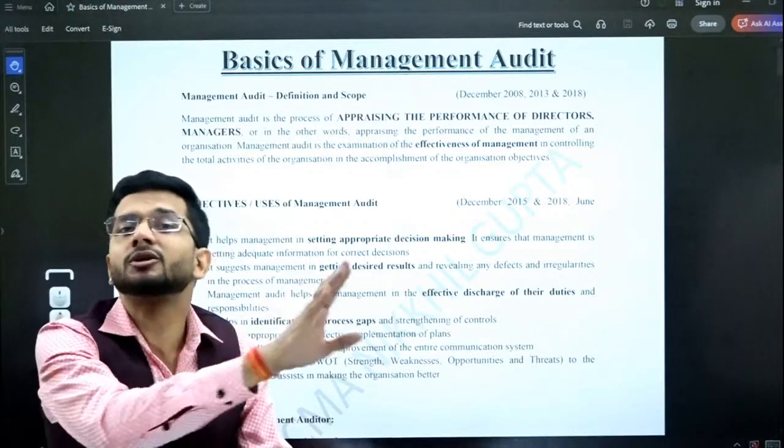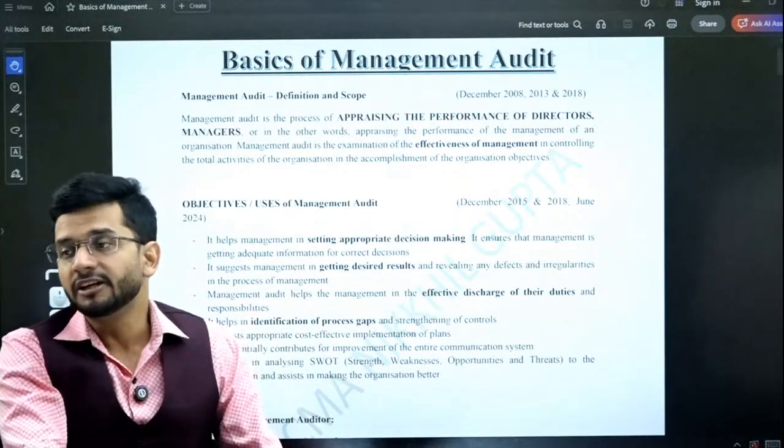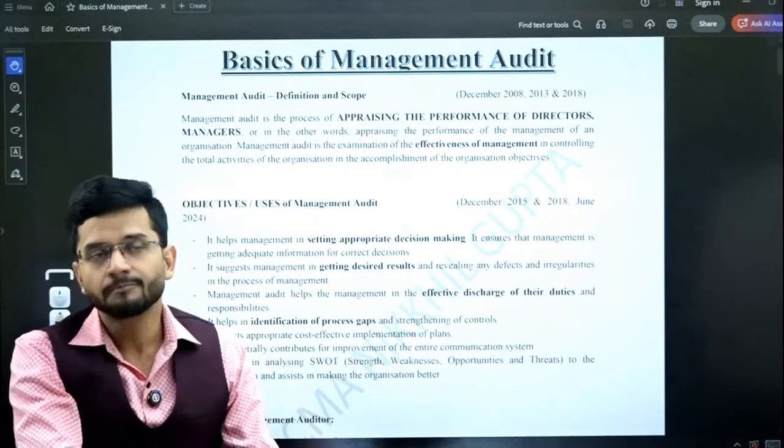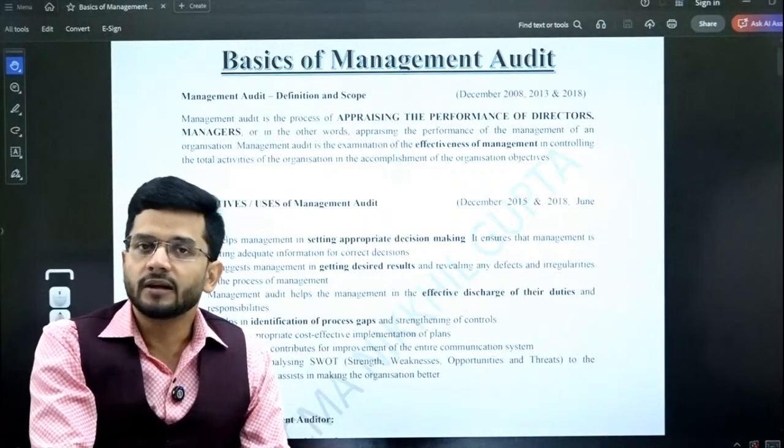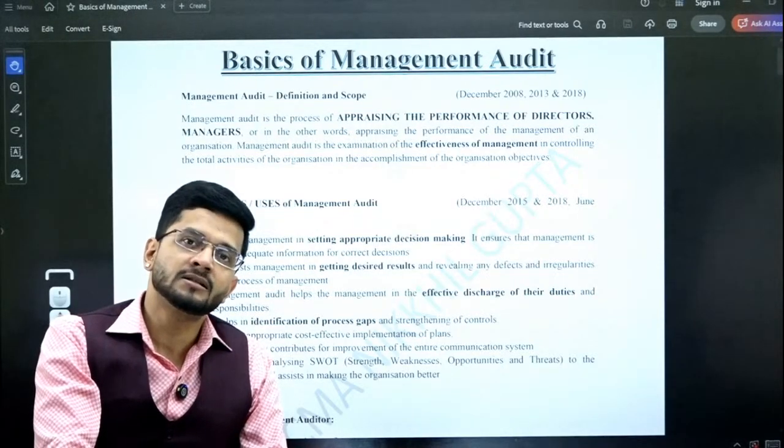And one of such audits is management audit. Now let me tell you a brief background of what is a management audit, okay? So guys, a business works well only when the decisions which are taken in the business are working well.